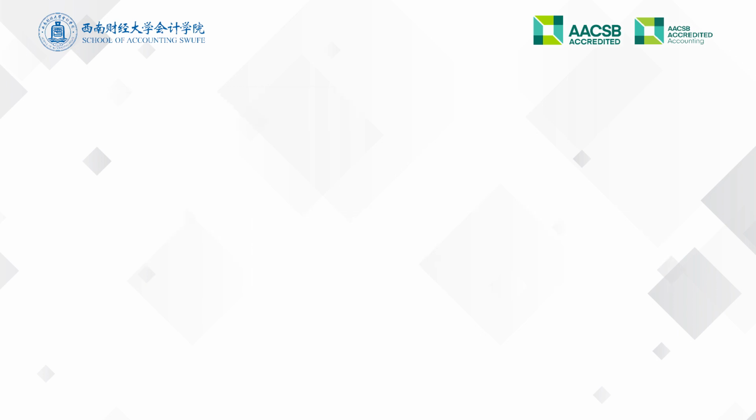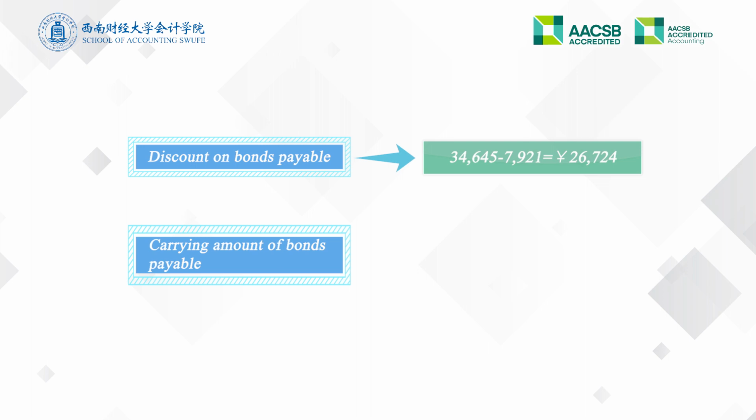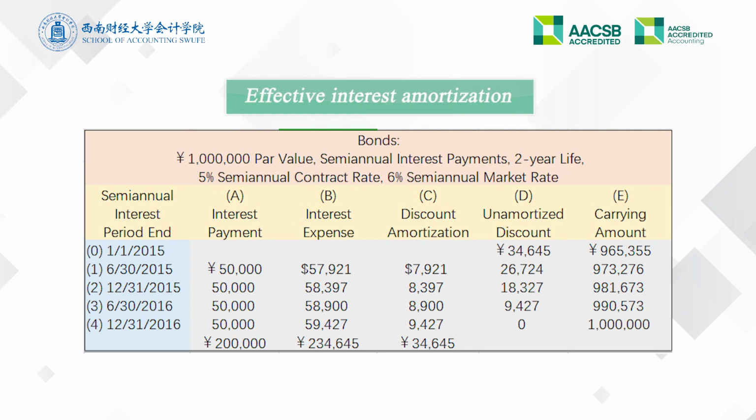After making this entry, the discount account is reduced to 26,724. The carrying amount of bonds payable is also updated to 973,276 yuan. We could repeat the above procedure and get the following table. It shows the effective interest amortization of the company.